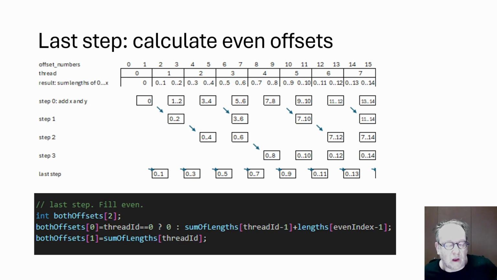Now, after all these steps, we have the offsets calculated. Now for thread ID 0, the even offset is simply 0. We start at the beginning of the buffer. But for all the other threads, we need to use the sum of 1 thread lower to calculate the even offset, and that's actually what is done here. So we use, for instance, for this one, we use that value and that, and then we add up here. That's what is done. Now we put this in a small array because that will make it easier to do the next step.